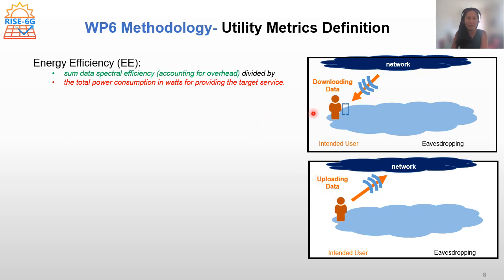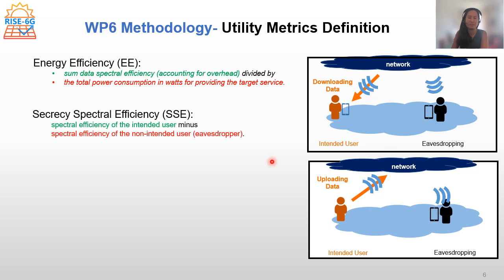So either you are considering a downlink data link or an uplink data connection. In both cases, you can define the energy efficiency metric as the sum data rate, that is the sum data spectral efficiency that is achieved, divided by the total amount of consumed energy. And then if you consider a non-intended user, eavesdroppers for instance, then you can compute the secrecy spectral efficiency as the spectral efficiency at the intended user minus the spectral efficiency at the non-intended user.